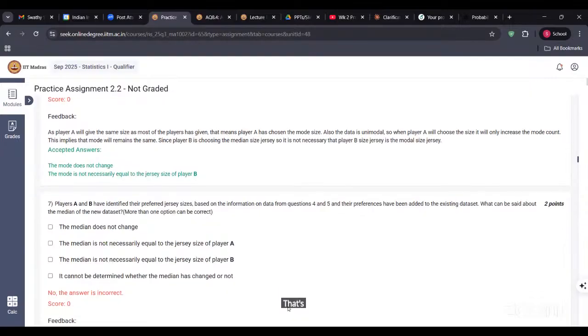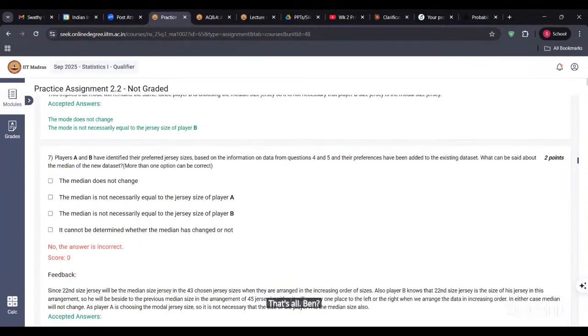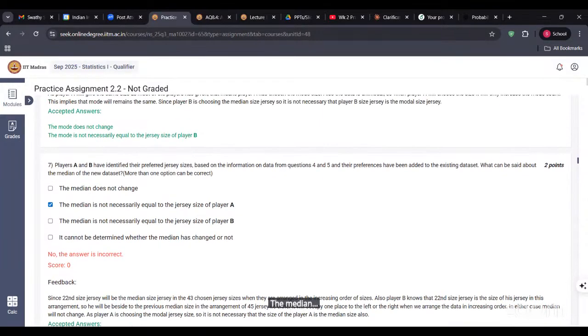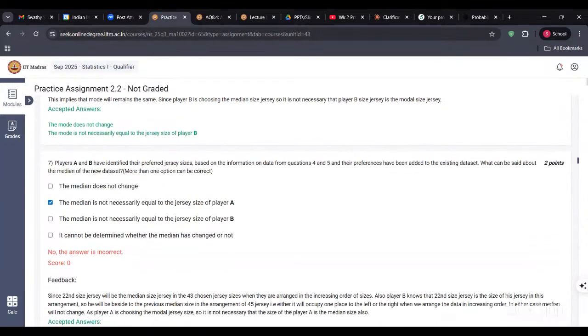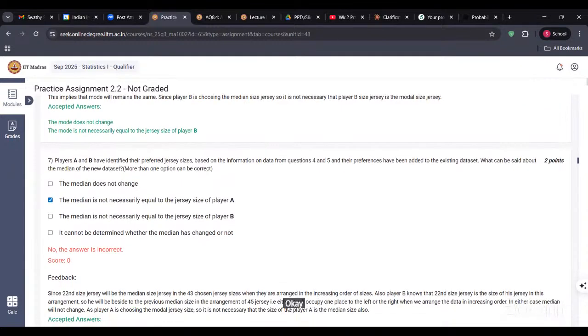Then players A and B have identified their preferred jersey sizes based on the information. What can we say about the median of the new data set? The median does not change. Can we say that? Yes. It will not change because we selected the same number as the median. The median does not change. Yeah, correct.